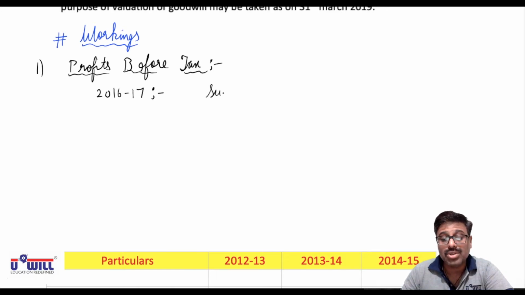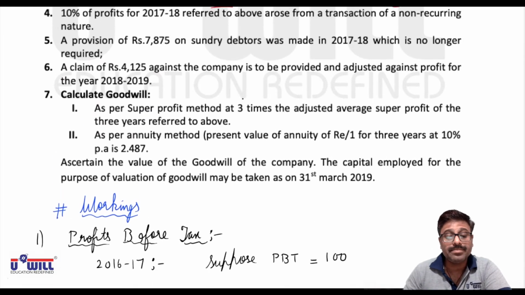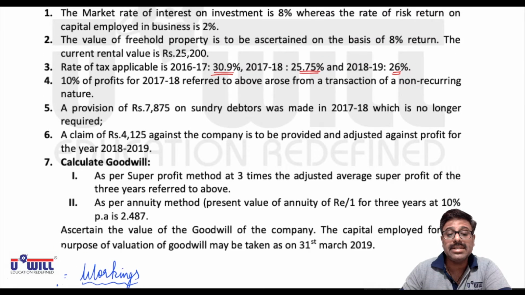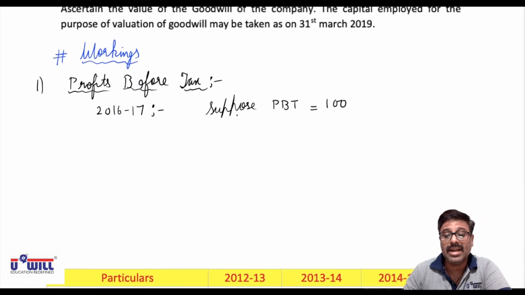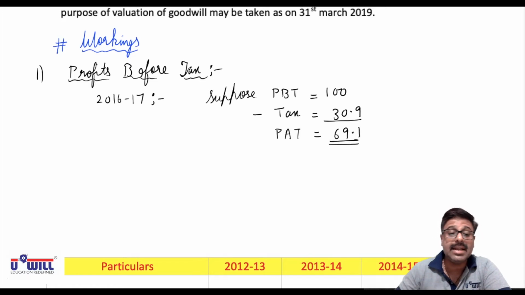See, suppose we assume that profit before tax is equal to 100. Now in 16 to 17 the tax rate is 30.9%. So minus tax of 30.9% on 100 will be 30.9 itself, means profit after tax will be 69.1. 100 minus 30.9, that is 69.1.